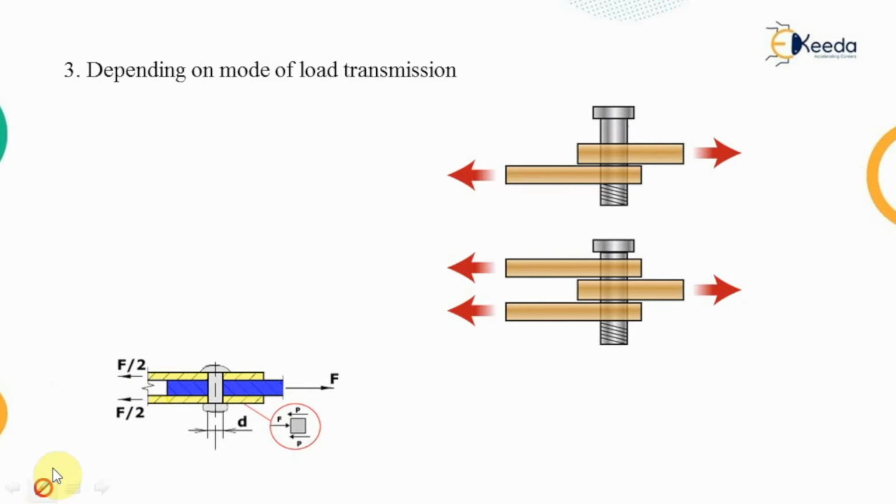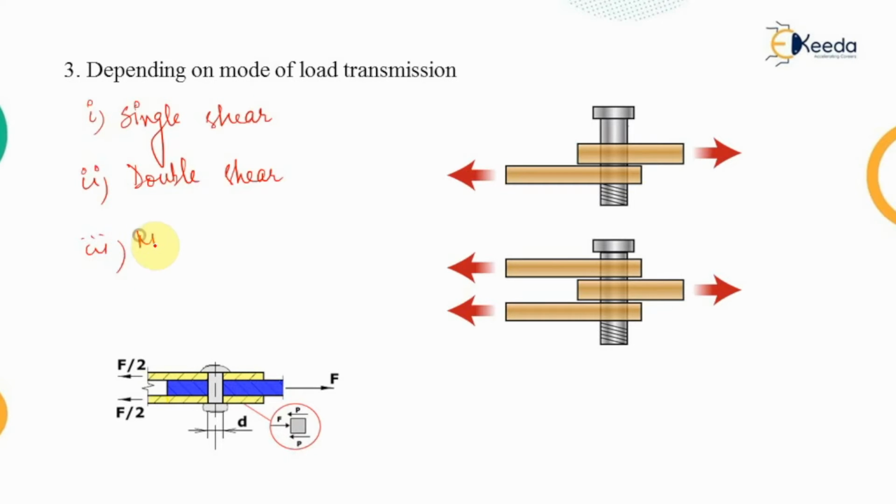Now the another classification is made depending upon the mode of the load transmission. Now depending upon the mode of the load transmission, it is classified into single shear, that means bolt is subjected to single shear, or it may be double shear, or it may be multiple shear. And what is the meaning of this, the single shear, double shear, and the multiple shear, that we will see in a while.